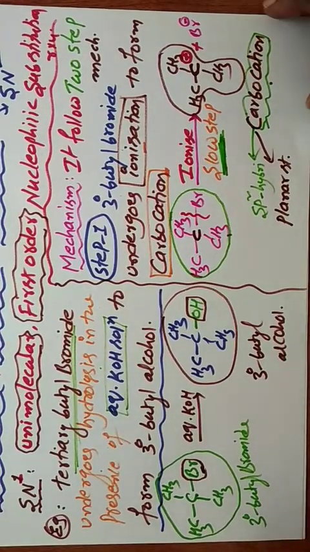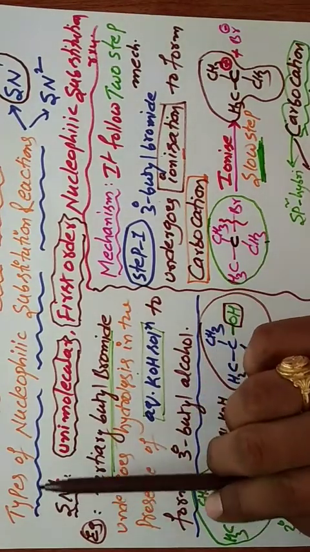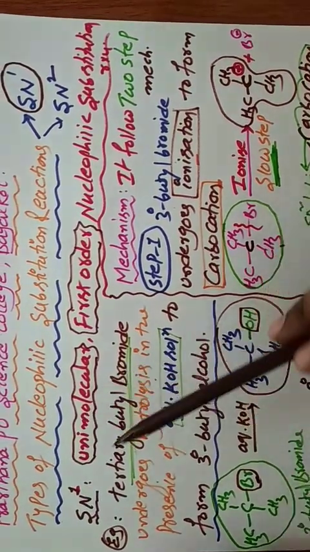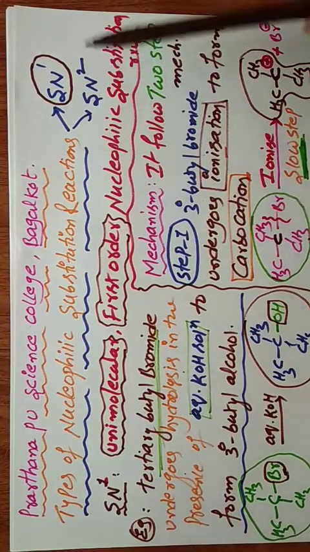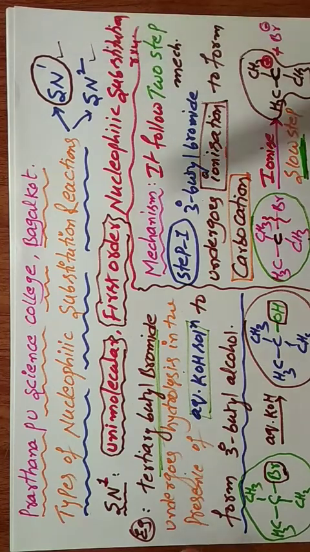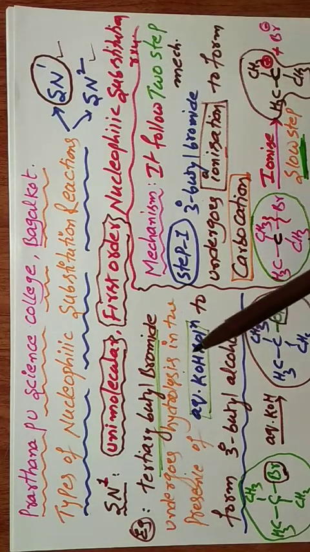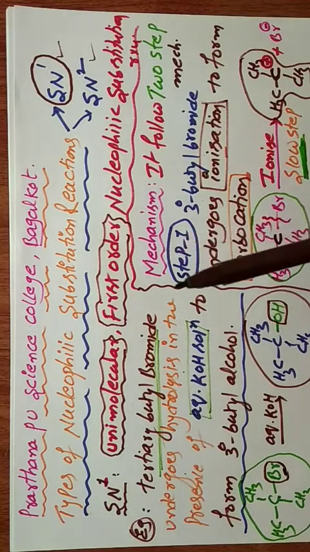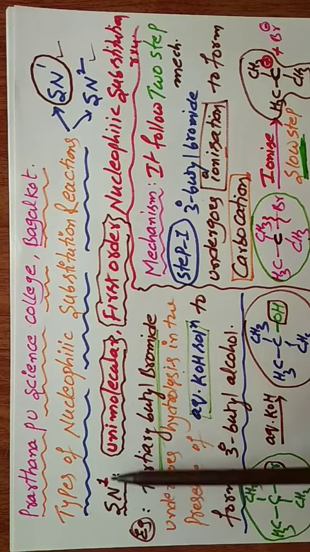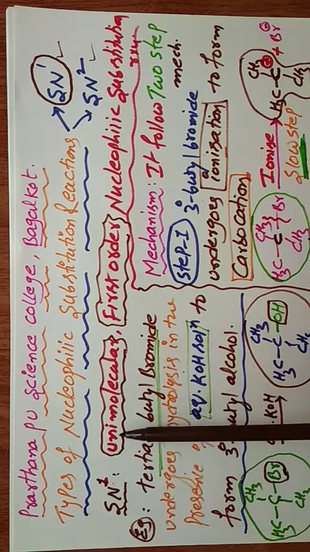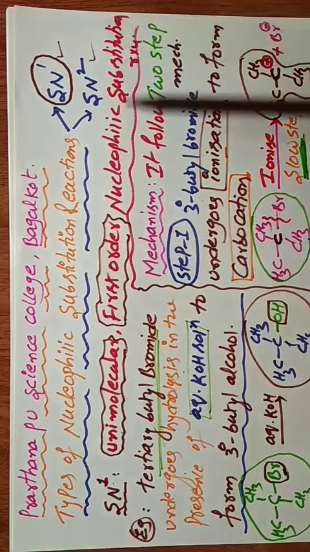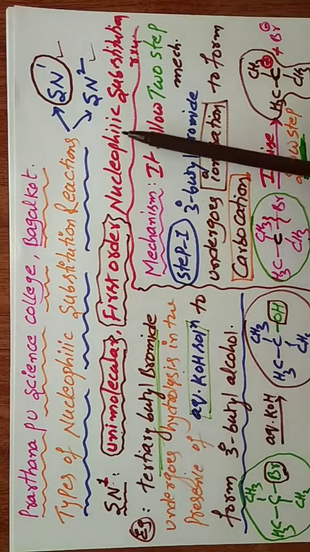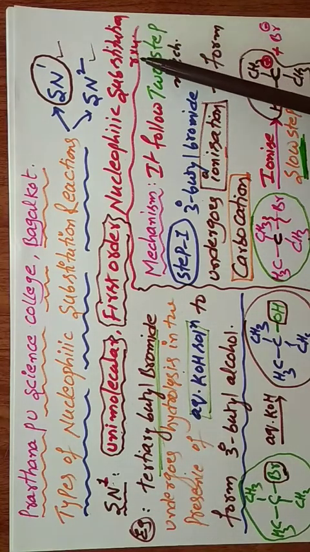Once again, recall the types of nucleophilic substitution reactions. Two types are there, SN1 and SN2. Out of these two mechanisms, one mechanism we must expect in the annual examination. So SN1: what is the meaning of 1? Unimolecular. Uni means 1. Next, first order. N stands for nucleophilic, and S stands for substitution reaction.